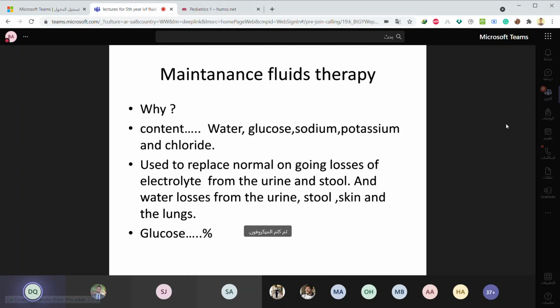For maintenance fluid therapy, why do we give maintenance fluid therapy, or in which cases do we have to give maintenance fluid?